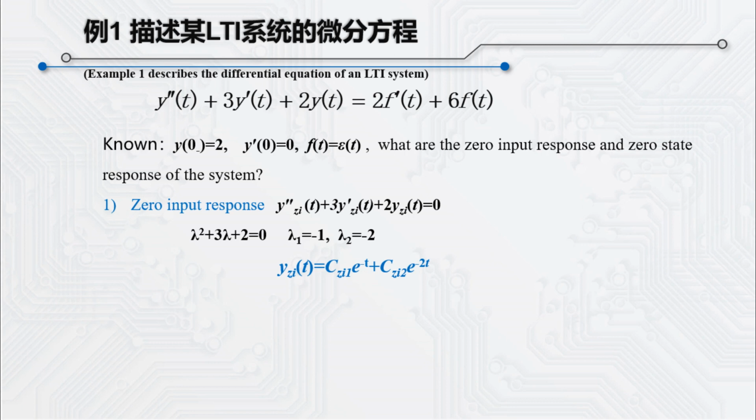Just now we have analyzed that the zero input response is a homogeneous solution of the system equation. Write out the form of the solution according to the condition of the characteristic roots. The undetermined coefficients are determined by the initial value of the zero input response. That is, C_zi1 and C_zi2 in this equation are determined by the initial value of the system response.